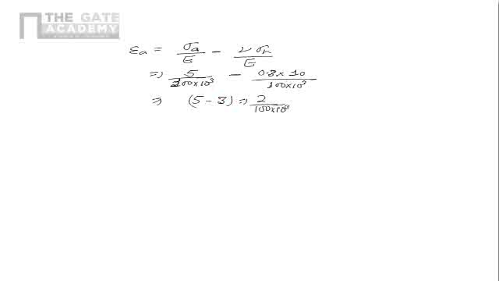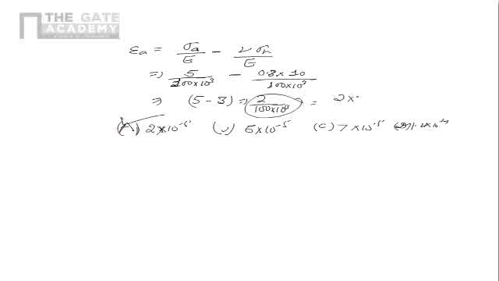Let's see which option is correct. Option A is 2 into 10 to power minus 5. Option B is 6 into 10 to power minus 5. Option C is 7 into 10 to power minus 5, and option D is 1.2 into 10 to power minus 4. So obviously A is correct. This is 2 into 10 to power minus 5. So option A is the right option.